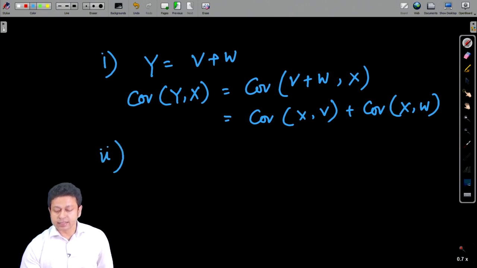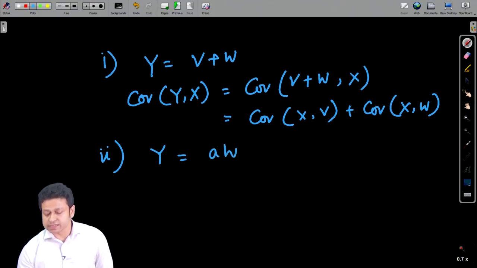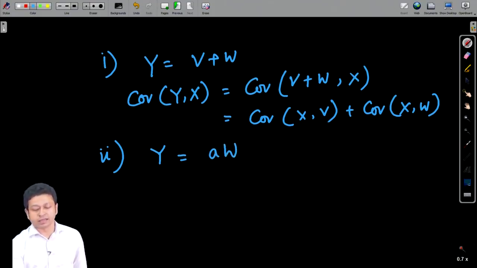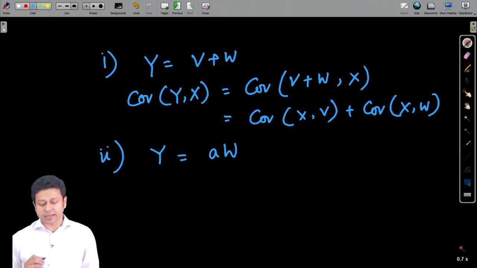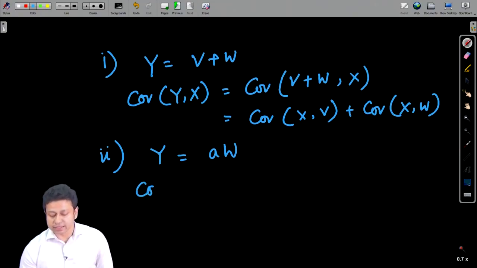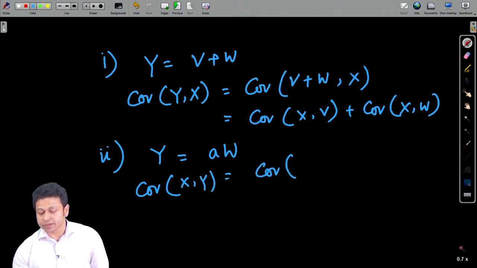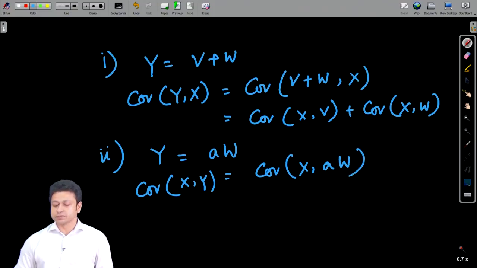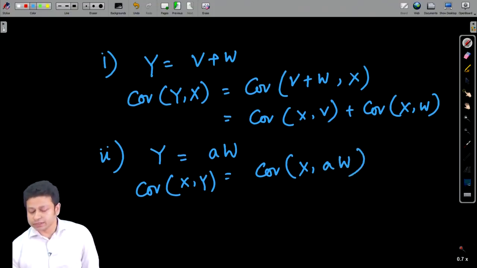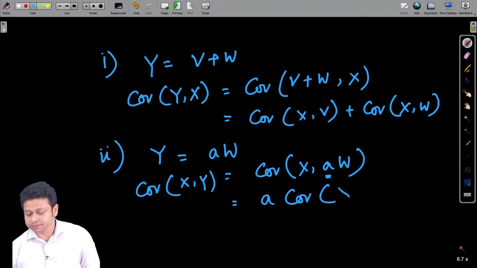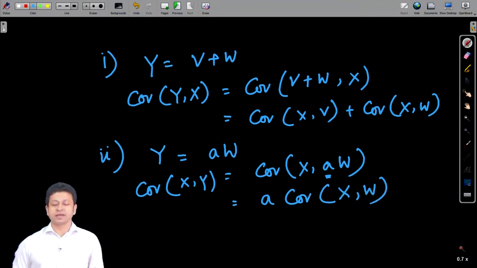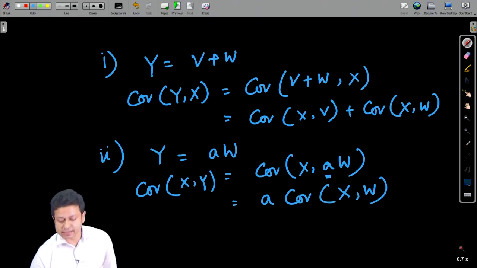The second rule: let us say I can express y with another random variable w multiplied by a constant term a. Now, if I take the covariance of x and y, that will be covariance of x and a w. Here we take a as a constant, and it comes out of the covariance term. So, it is basically a times the covariance of x w.